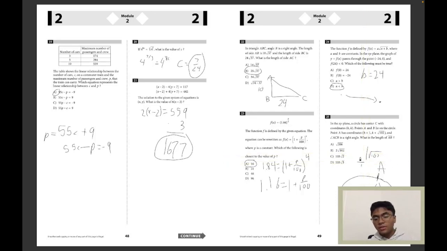from C to A is going to be the square root of 1 plus 102. So it's going to be the square root of 103. That's the length of AC. So AB is square root of 103 times the square root of 2, so it's going to be the square root of 206.